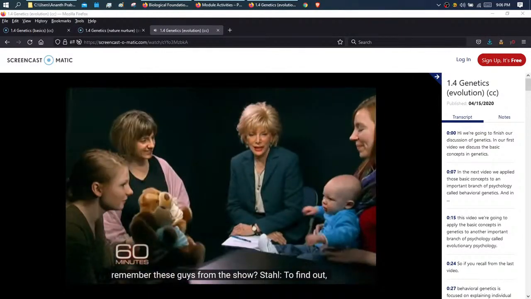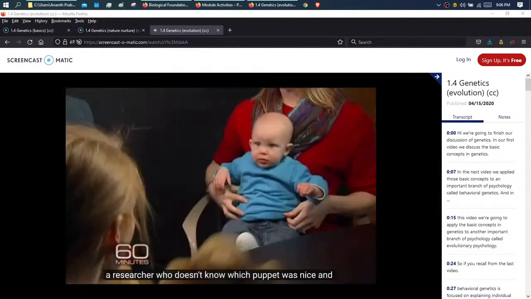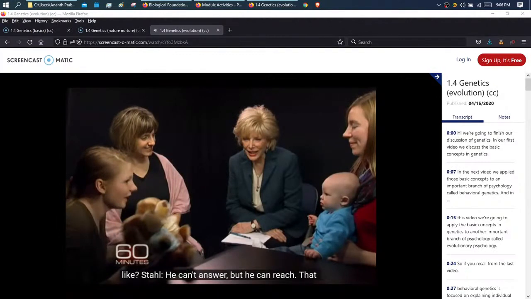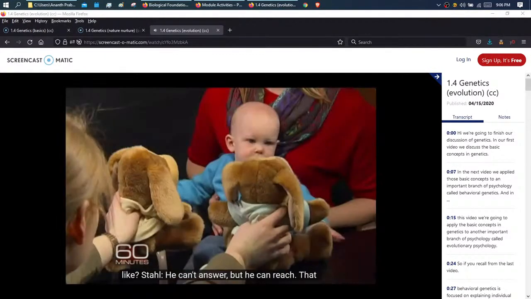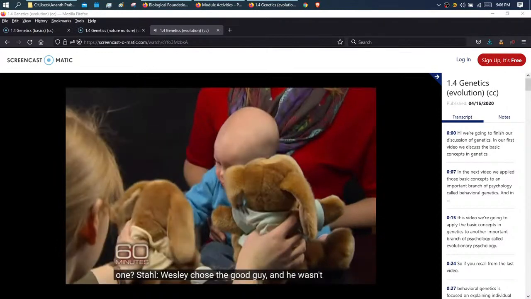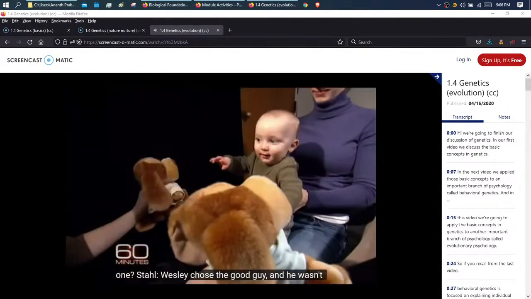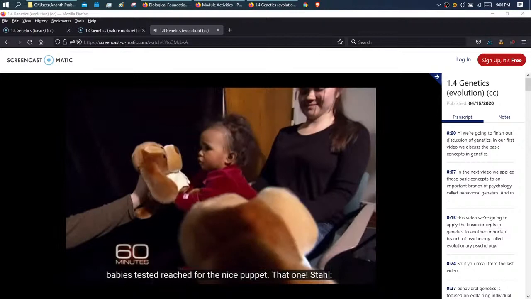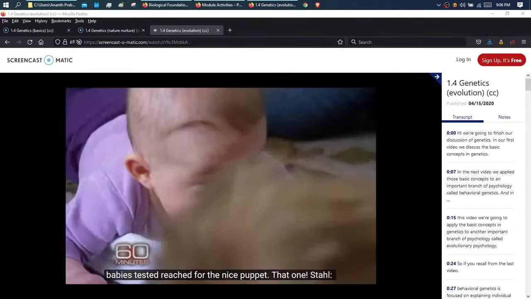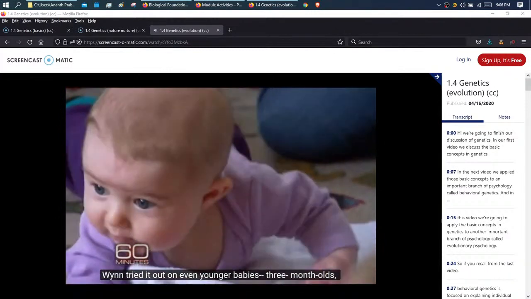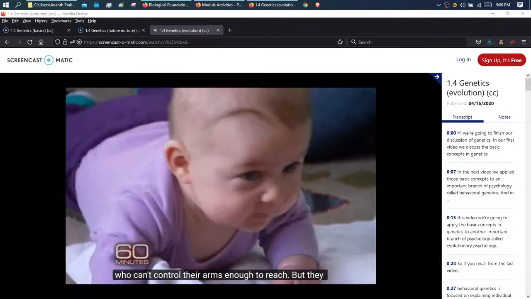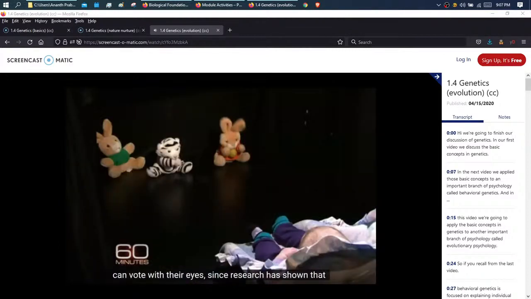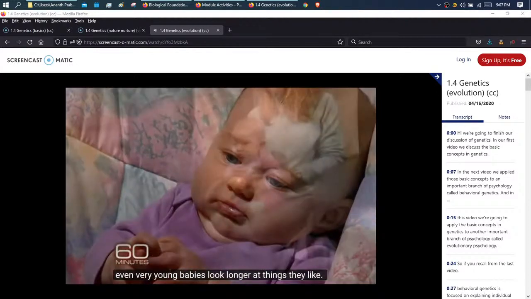Leslie, do you remember these guys from the show? To find out, a researcher who doesn't know which puppet was nice and which was mean offers Wesley a choice. Who do you like? He can't answer, but he can reach. That one. Wesley chose the good guy, and he wasn't alone. More than 3/4 of the babies tested reached for the nice puppet. Wynn tried it out on even younger babies, 3-month-olds, who can't control their arms enough to reach. But they can vote with their eyes, since research has shown that even very young babies look longer at things they like. Which one do you like?